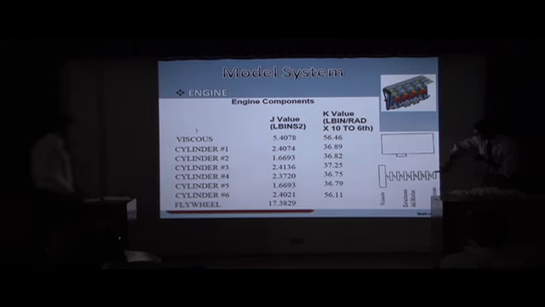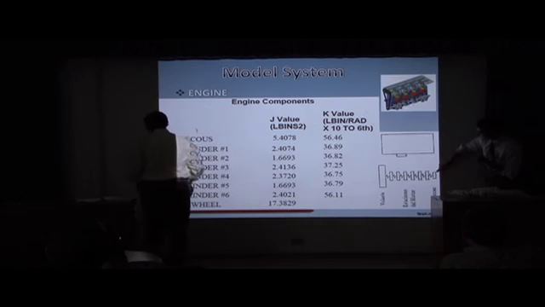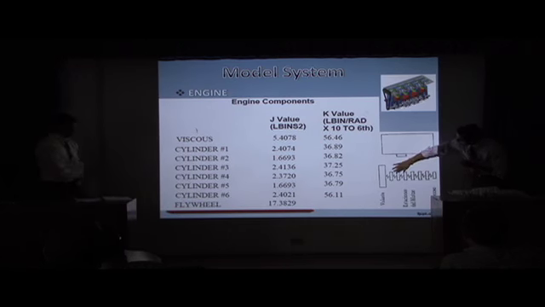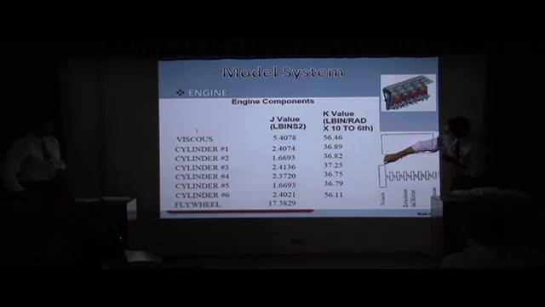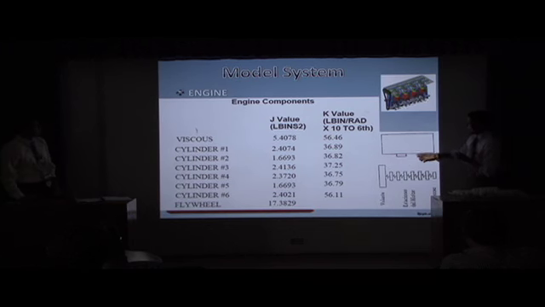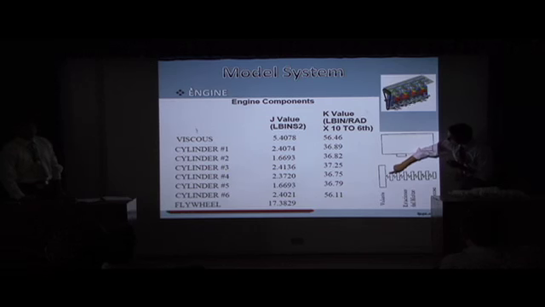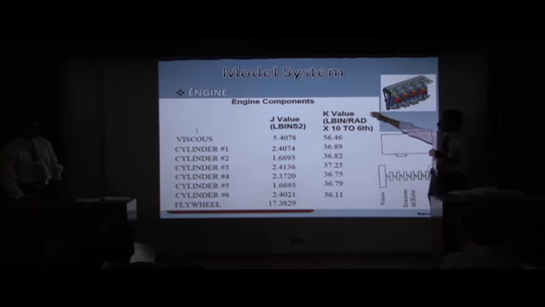Here we have the viscous damper. Those are the cylinders, and this is the flywheel. And between them we have the torsional stiffness.